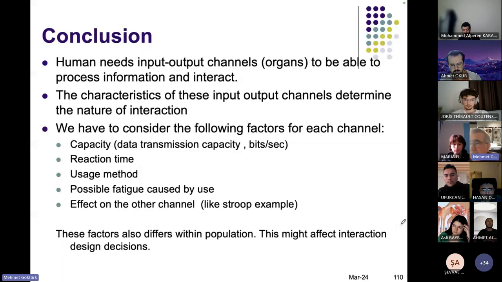So our conclusion is we need input and output channels to be able to process information.